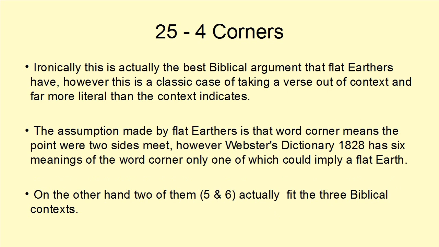Ironically, this is actually the best biblical argument that flat earthers have. However, this is a classic case of taking a verse out of context and far more literal than the context indicates. The assumption made by flat earthers is that the word corners means the point where two sides meet. However, Webster's Dictionary in 1828 has 6 meanings to the word corner, only one of which implies a flat earth. On the other hand, 2 of them, 5 and 6, actually fit the 3 biblical contexts.